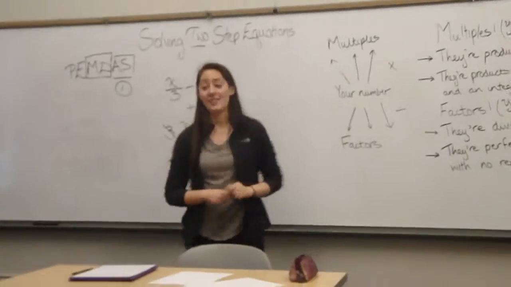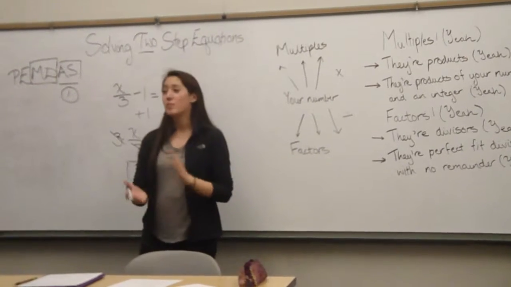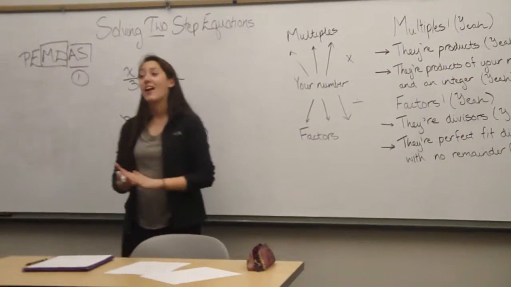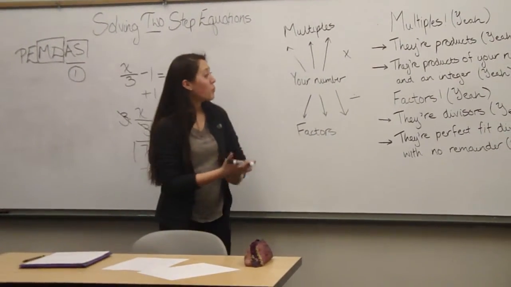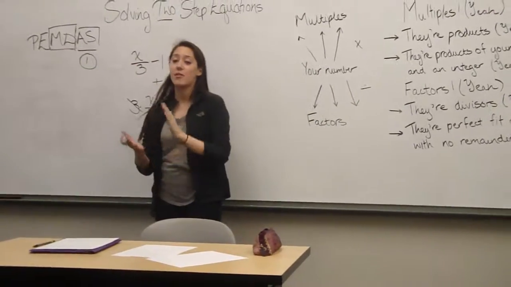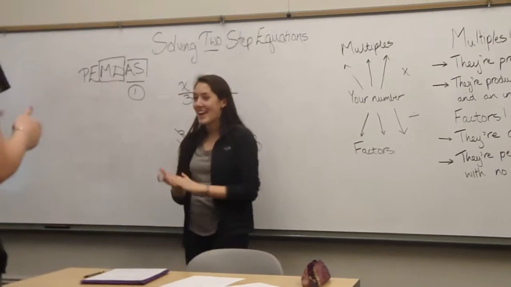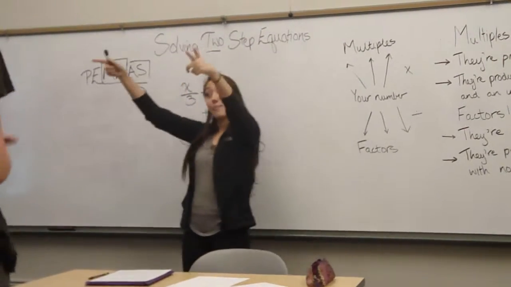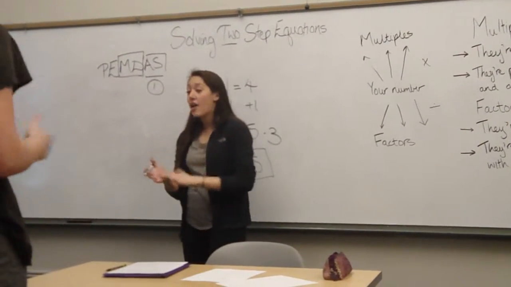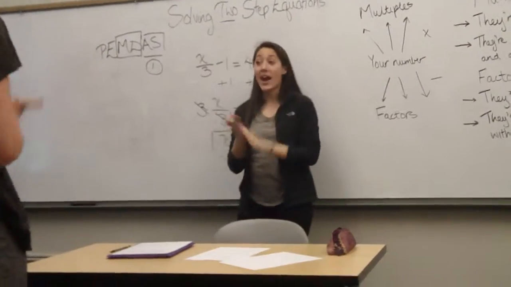Okay, so, we're going to start with a steady beat, and it's going to be a bit of a call and response. So I'm going to say the thing that we're focusing on. You're going to give me the response. Where you have to respond are where the arrows are, okay? So we're going to start slow. I'm going to say multiple, and then we all say yeah, yeah. And then you say they're products, yeah. And then we say together, they're products of your number and an integer, yeah. And then I say factors, yeah.